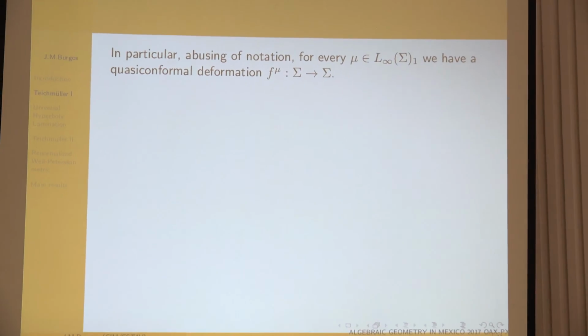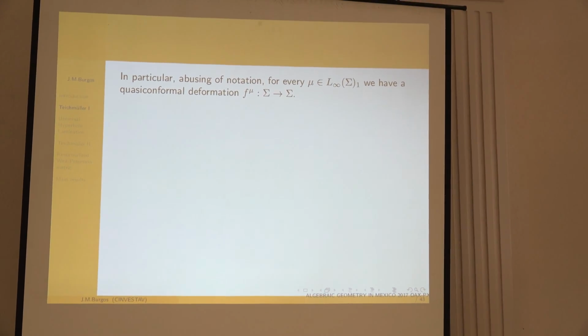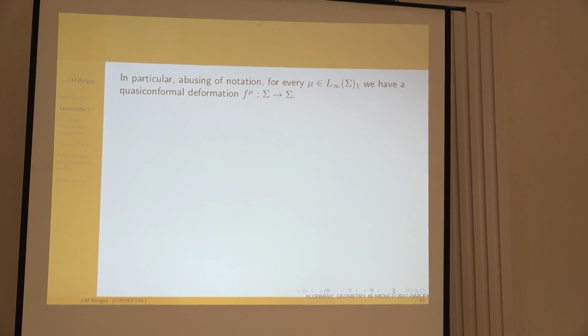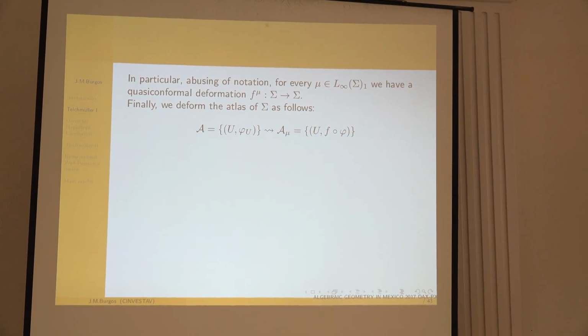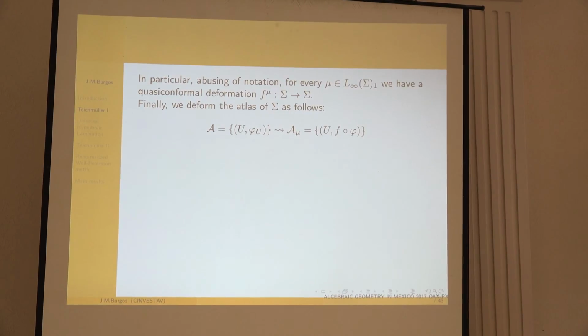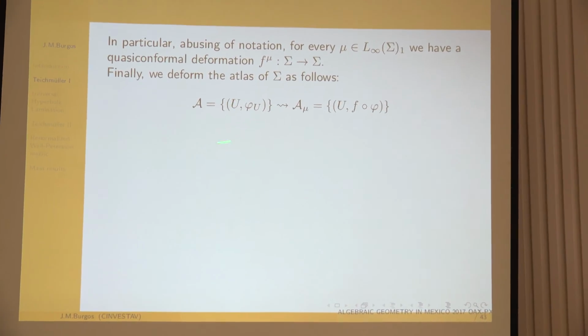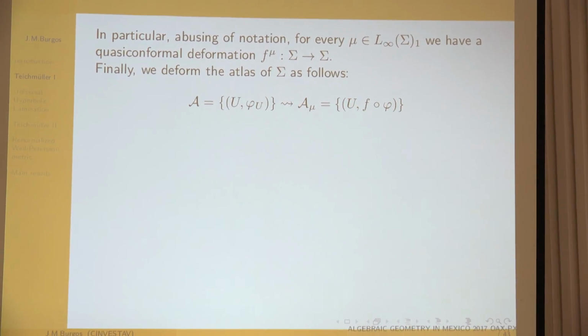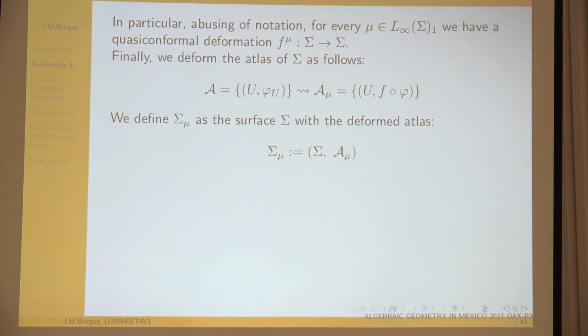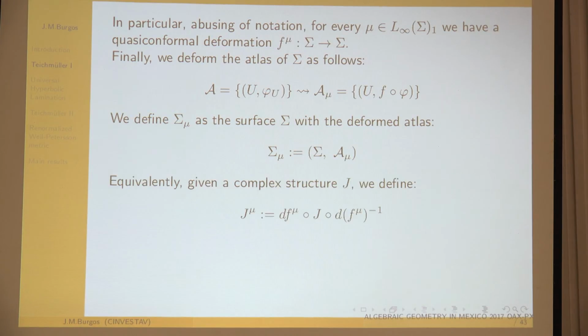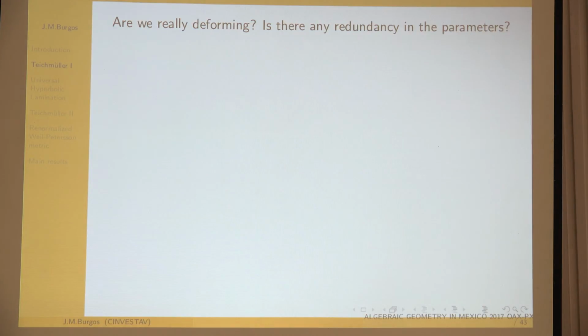Well, in particular, abusing notation, for every Beltrami differential, we have a quasi-conformal deformation. And finally, we deform the complex structure in this way. Given a complex structure, we deform it like this, and the resulting curve will be called the deformed curve. Equivalently, we can write it in the complex structure. And a natural question: are we really deforming? Is there redundancy in the parameters?